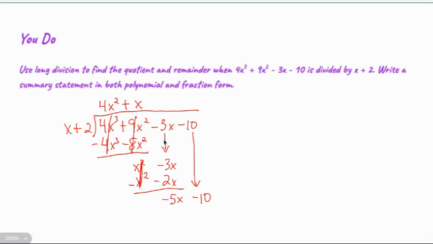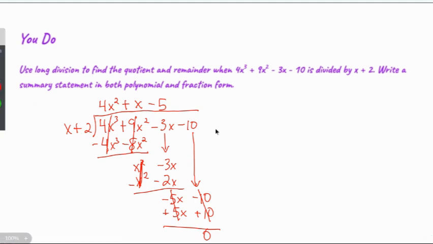x times something gives me negative 5x. That'd be a minus 5. So negative 5x. And then 2 times negative 5 is negative 10. And then so when we subtract here, we can switch our signs to pluses, cancel those out, and we're left with a remainder of 0.